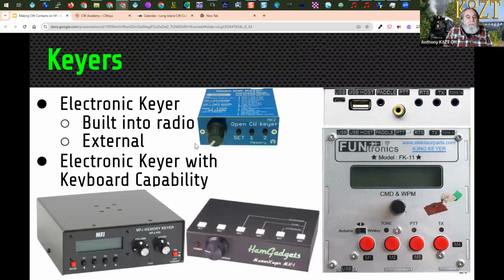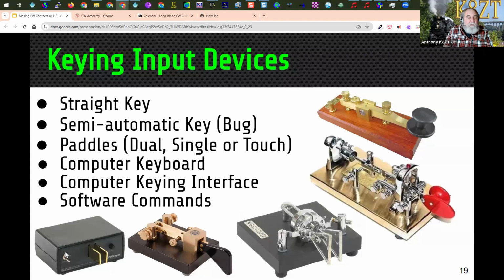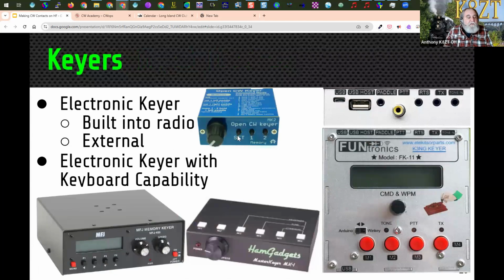So with the paddles, all three of these different types of paddles, we need some sort of keying device, and these are called keyers. An electronic keyer can either be built into your radio, or it can be an external device like these four pictured on this page. This is a very simple keyer. It's got two memories to it. You can hook up a set of paddles to this, and then it has an output that keys your radio. So whenever you touch one side of the paddle, it creates a dah. Whenever you press the other side, it creates a dit, and that's the way it works.